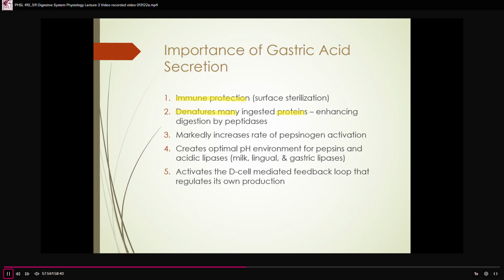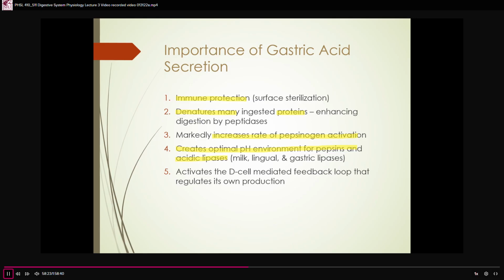Markedly increases the rate of pepsinogen activation, like we just talked about. Pepsinogen is going to be secreted. The same sorts of stimuli that turn on acid production are going to stimulate pepsinogen secretion from the chief cells. But that pepsinogen is inactive. It needs to undergo this cleavage reaction. And that cleavage reaction is stimulated by very low pH, high acid environments. Creates the optimal pH. Once you make that pepsin, it needs an acidic pH to have maximal activity.